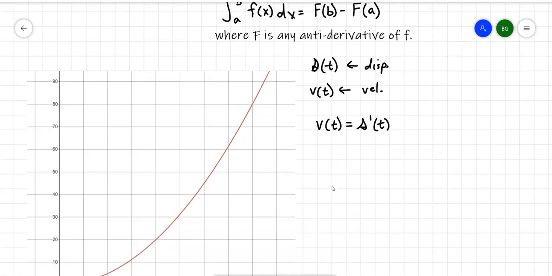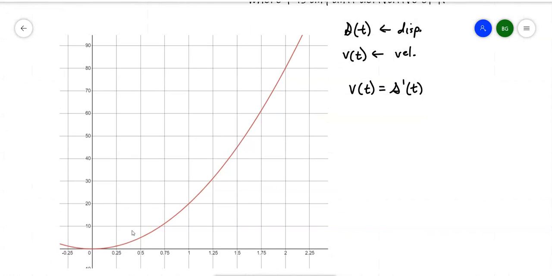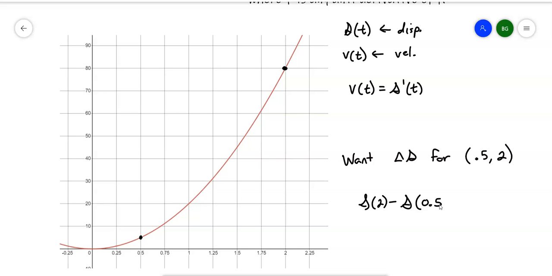So let's try to solve a problem. Let's say that we wanted to know our change in displacement. We want delta S for the interval 0.5 to 2. So 0.5, we're here, 2 here. We want to know S of 2 minus S of 0.5. We want to know the change in our displacement over that time interval.